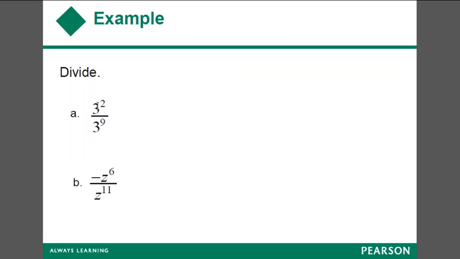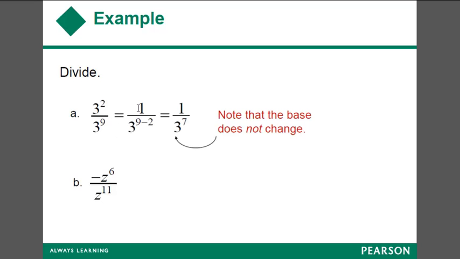So here my 3 squared divided by 3 to the 9th, my bases are the same, but notice my largest exponent is in the denominator. So I'm going to leave everything in my denominator and have 1 divided by 3 to the 9 minus 2. The 9 minus 2 becomes 7, and I get 1 over 3 to the 7th.